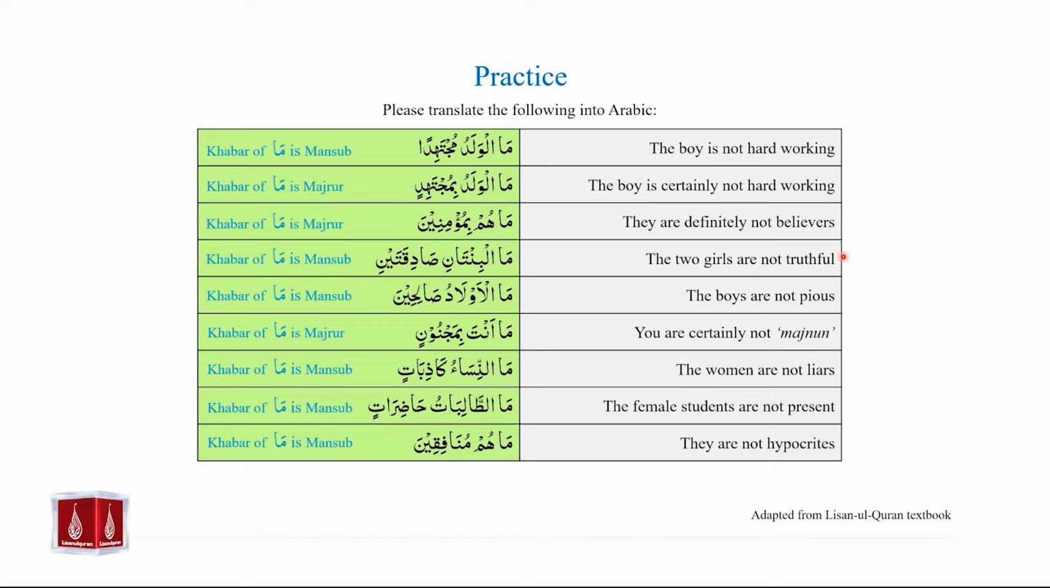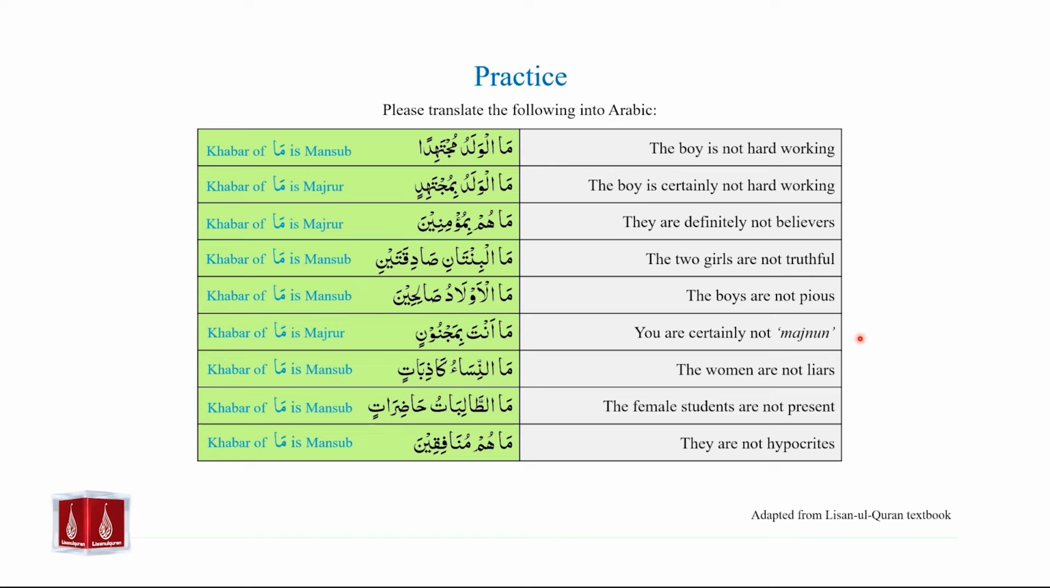The two girls are not truthful. This is a negative sentence without emphasis. Ma bintani sadiqataini. Ani, aini. And the khabar of ma is mansoob because of the presence of ma. The boys are not pious. Ma awladu salihina. The khabar of ma here is mansoob. There is no emphasis in the boys are not pious.